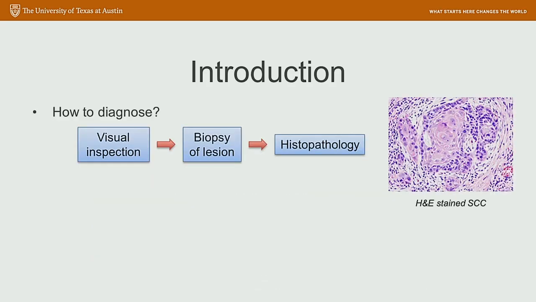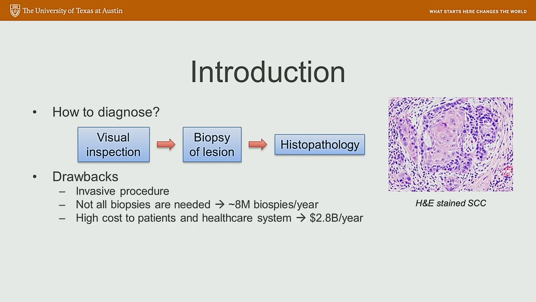The current methods to diagnose skin cancer involve a visual inspection by a dermatologist, who then decides whether or not to biopsy the lesion, and finally sending this biopsy off to the histopathology lab for analysis. Here's an image of a typical slide that the histopathology lab will look at.